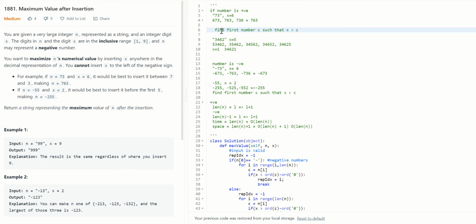Let's apply this logic and see where we are going to insert. X is 6, so 6 should be greater than the digit c. Is 6 greater than 7? No. Is 6 greater than 3? Yes. So that means in the position of 3, we need to insert. After 7, if you insert 6, that will be our number, 763. So that's the answer, and this is essentially the logic that we need to implement.